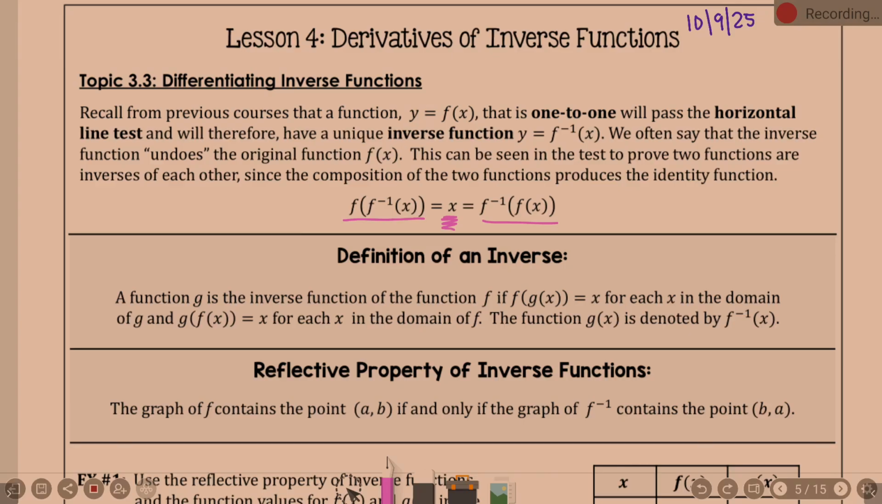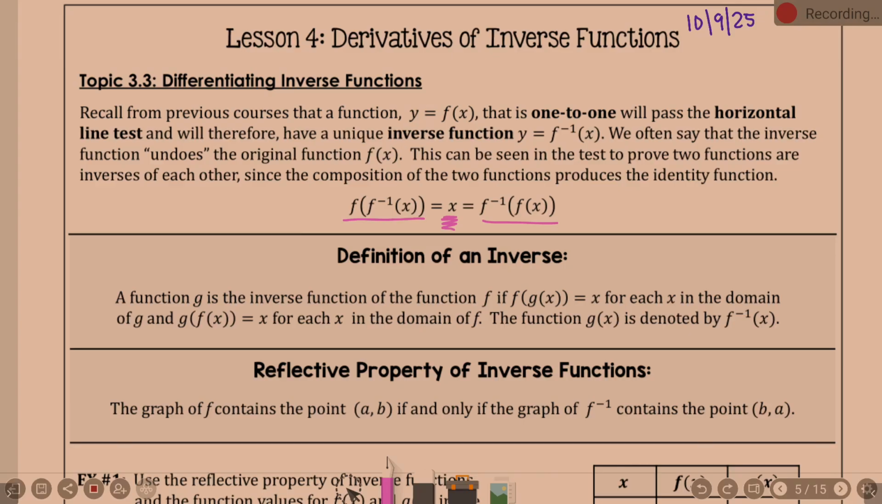Now, definition of an inverse. A function g is the inverse function of the function f if f of g of x equals x for each x in the domain of g, and g of f of x equals x for each x in the domain of f. The function g of x is denoted by f inverse of x. Very much what I just said in that together they have to equal x. The inverse, so we don't have to deal with f and f inverse together, is often used as g.